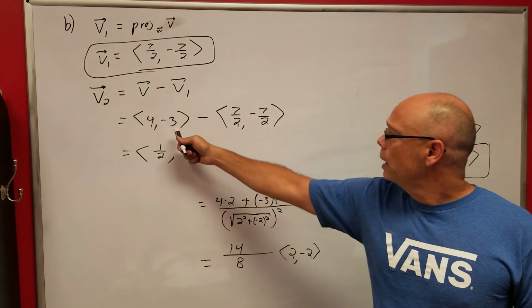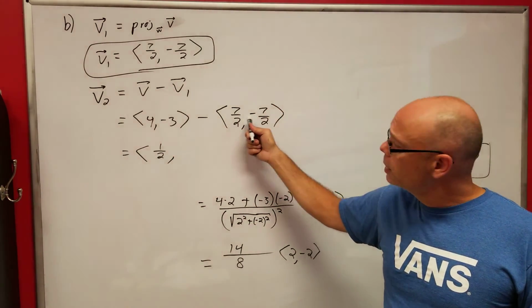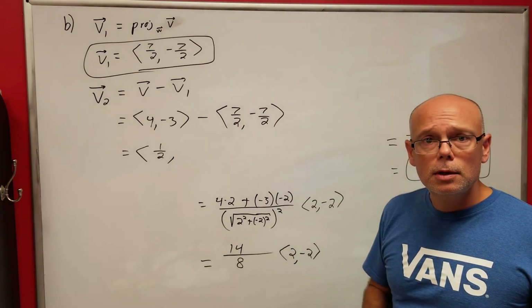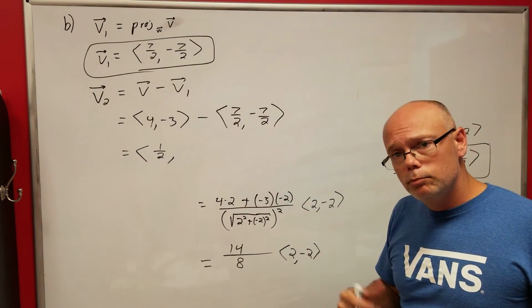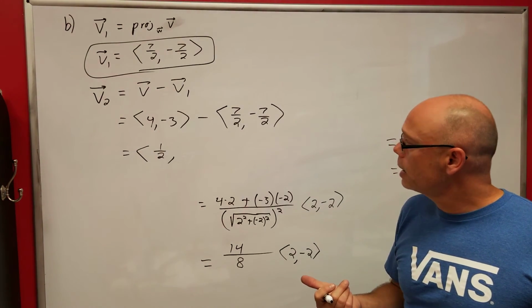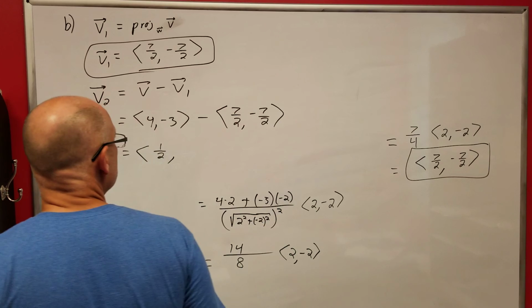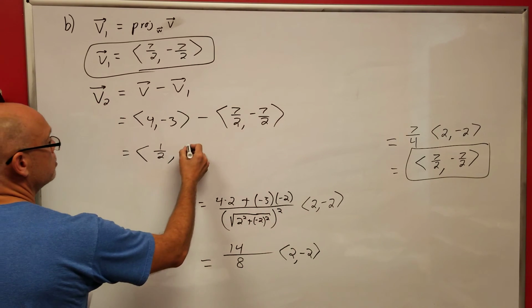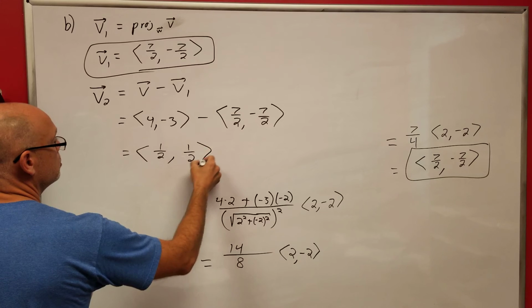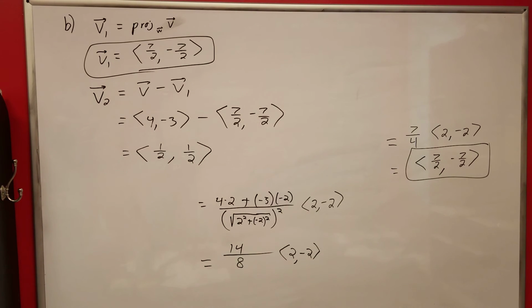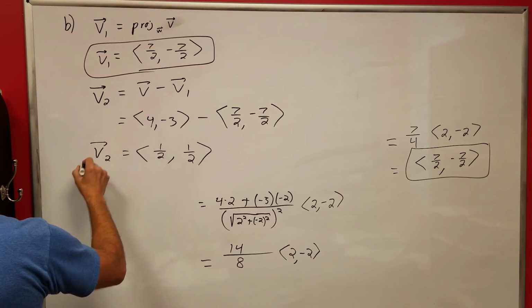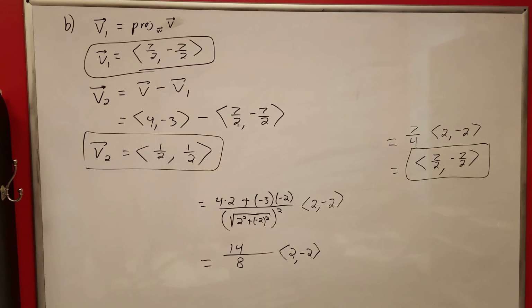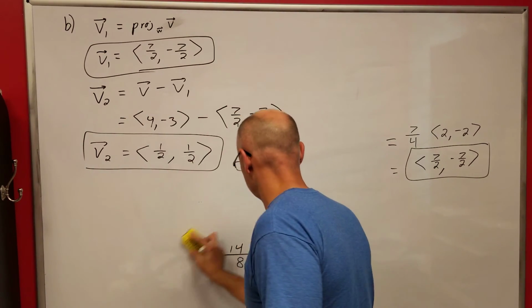Negative 3 minus negative 7 halves is negative 3 plus 7 halves. So negative 3 is what? Negative 6 halves. Negative 6 halves plus 7 halves is what? 1/2. So what do we get here? We get the vector 1/2 comma 1/2, and that is vector V2. All right, let me erase some stuff here and we'll go into the next part.